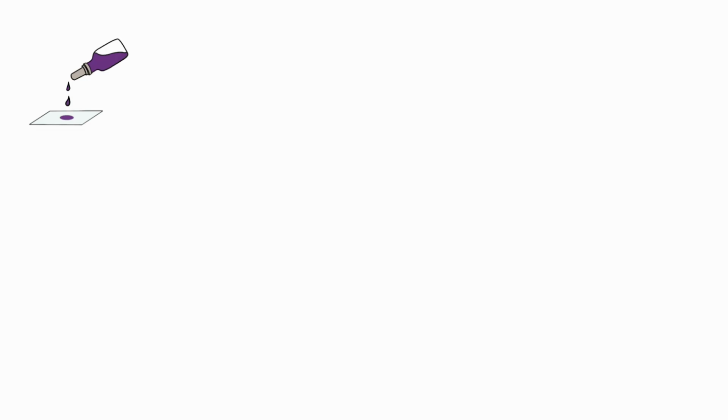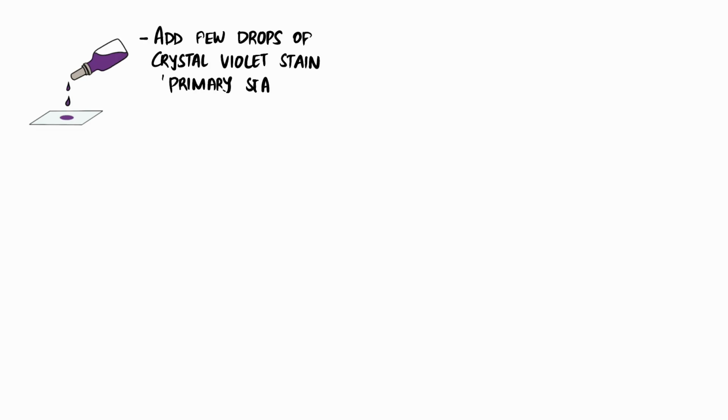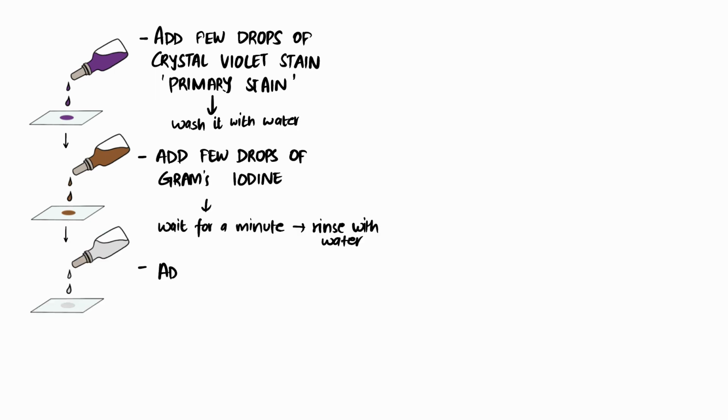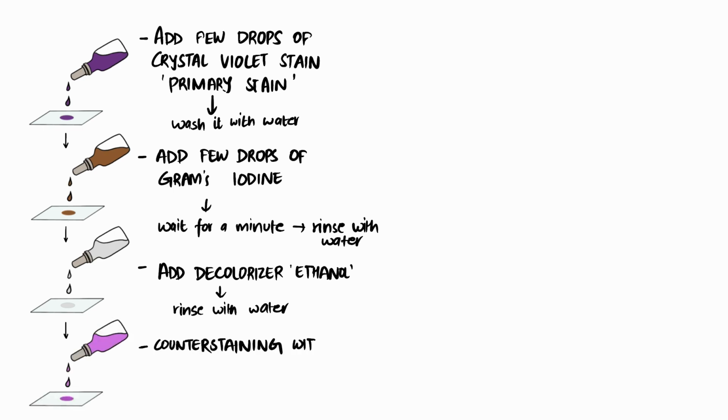Now let's look at the 4 basic steps of gram stain. First of all, we add a few drops of crystal violet stain, the primary stain, to the heat-fixed smear. Then wait for a minute and rinse it with water. Then we add a few drops of Gram's iodine, again wait for a minute and then rinse it with water. Then we add a few drops of decolorizer, that is ethanol, and then we wash it with water again. And lastly, you counterstain with safranin. Then wait for a minute and rinse with water.